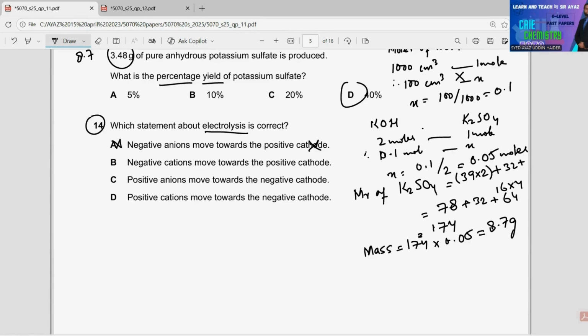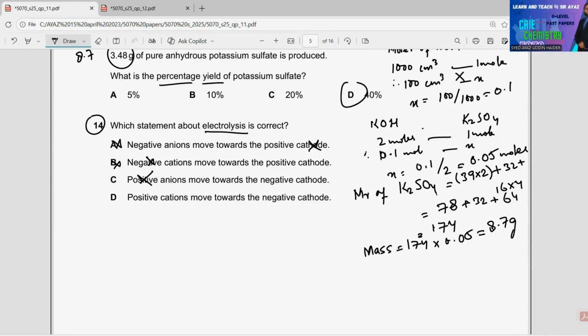B. Negative cations, we can't have negative cations. Cations are always positively charged particles. So this is also incorrect. No need to read the other words. C, positive anions. Anions must be carrying negative charge. So this is also incorrect.